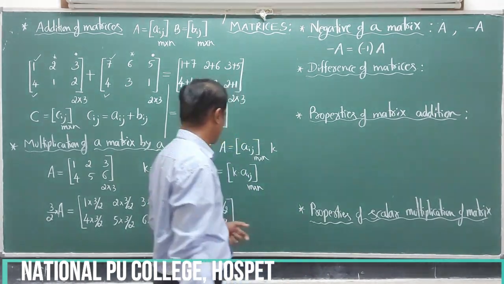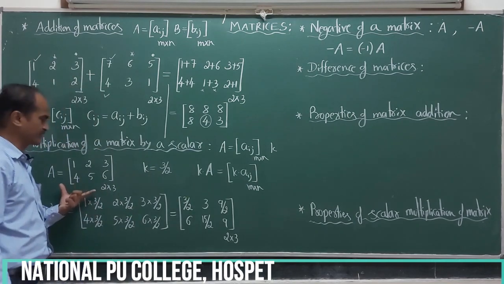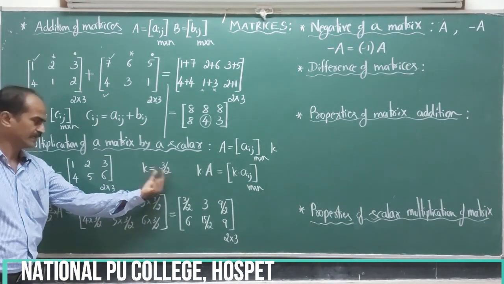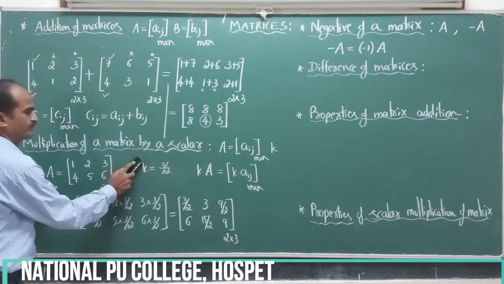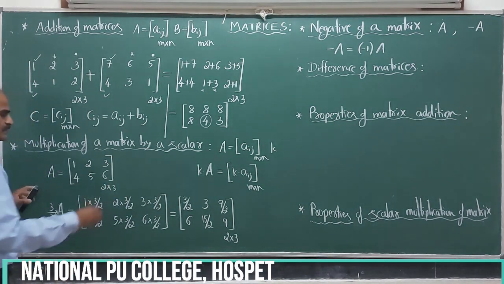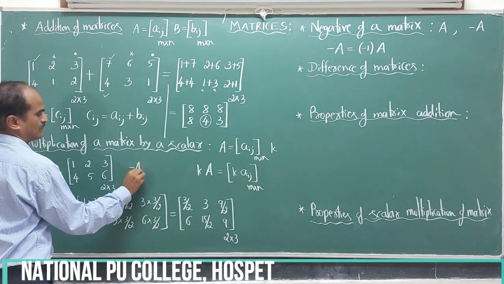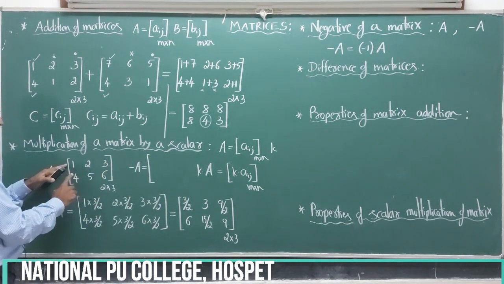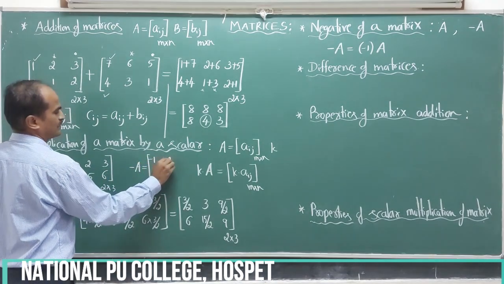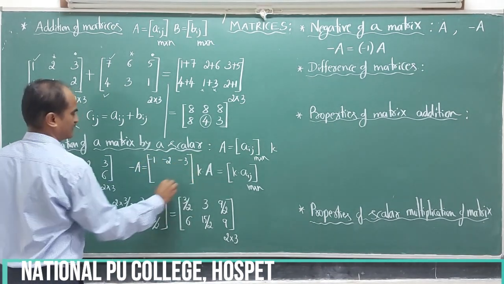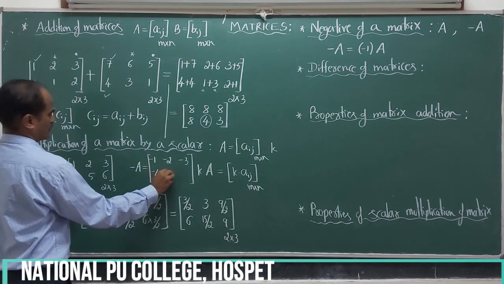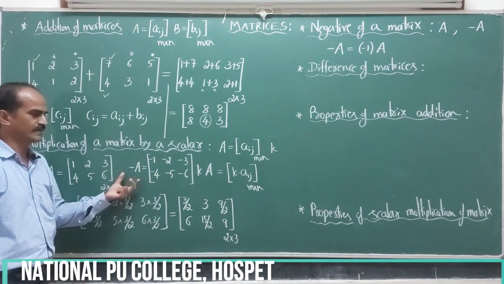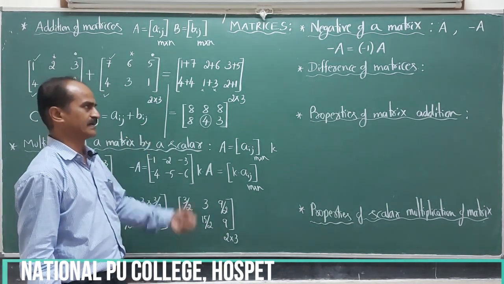As an example here, if you take the k value as minus 1, then what would be the resulting matrix? Multiply all these elements by minus 1. You will get minus 1, minus 2, minus 3, minus 4, minus 5, minus 6. This is how we generate the negative of a given matrix.